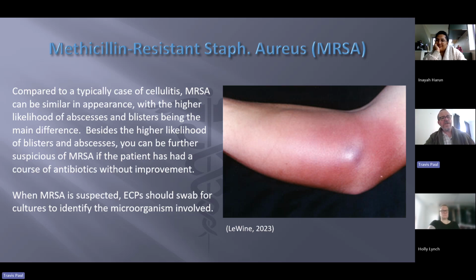Next one is MRSA, methicillin-resistant Staphylococcus aureus. Compared to a typical case of cellulitis, MRSA is similar in appearance, with a lot higher likelihood of abscesses and blisters being the main difference. Besides the higher likelihood of blisters and abscesses, you can be further suspicious if they've had antibiotics that did not improve the infection. In cases where you suspect MRSA, you can go ahead and swab that one to get a confirmation on the organisms involved.